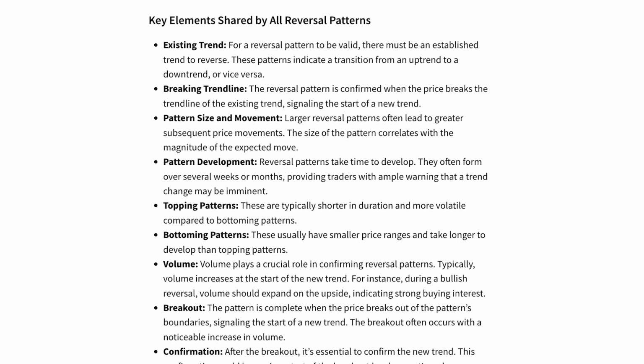But I do want to go over some key elements that are shared by all reversal patterns, and it's worth reviewing these quickly to help us understand these patterns a bit better. So the first one is that there needs to be an existing trend. For a reversal pattern to actually exist or be valid, there must be some established trend going on to reverse. So generally in those head and shoulder patterns, you'll have a big uptrend, a standard one, or a trend up into the head and shoulders, or you'll be in a significant downtrend to have an inverse head and shoulder. So again, there needs to be a trend that is there for a reversal to happen.